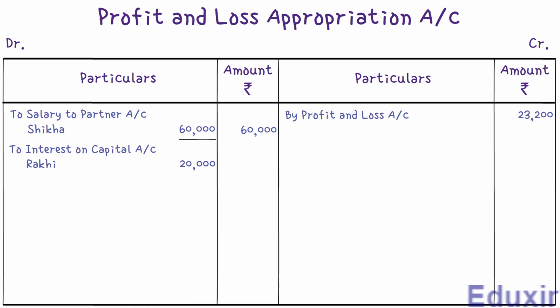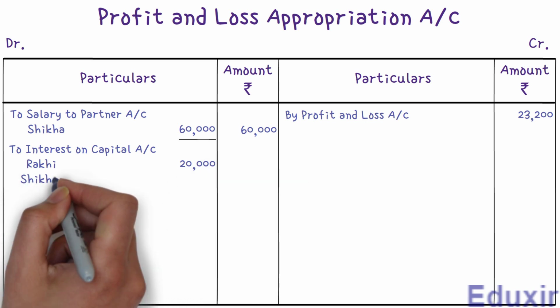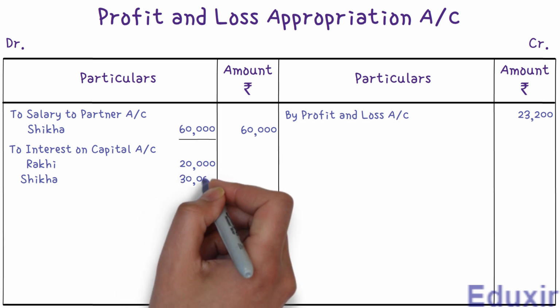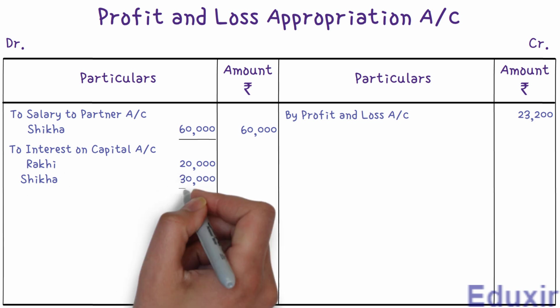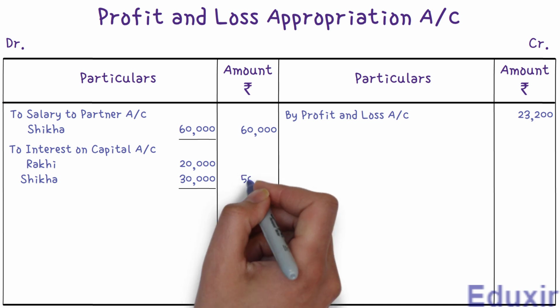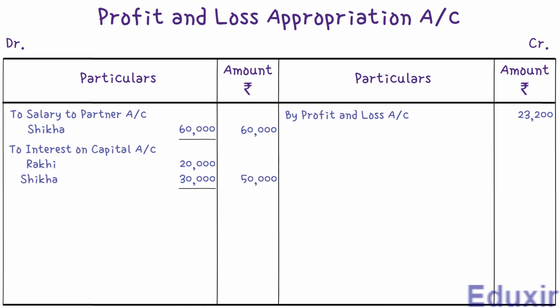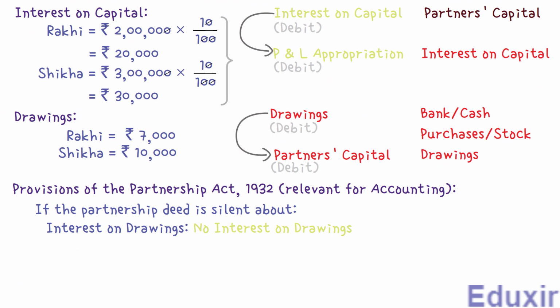Let's then write the partner Shikha's interest on capital, which is 30,000 rupees. Let's then write the total interest amount, which is 50,000 rupees, into the amount column on the debit side. With that, we have completed the posting of the entries related to the transfer of the interest on capital into the profit and loss appropriation account. Let's now proceed with the next step.